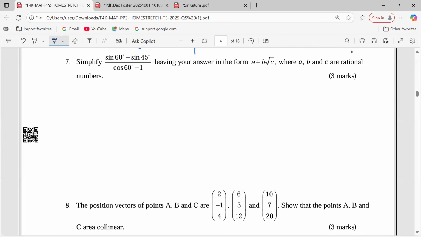Simplifying number 7 now. The sine of 60 minus the sine of 45 out of cosine of 60 minus 1, leaving your answer in the form a plus b root c, where a, b, and c are integers. We're supposed to know that there are what we call trigonometric ratios of special angles.